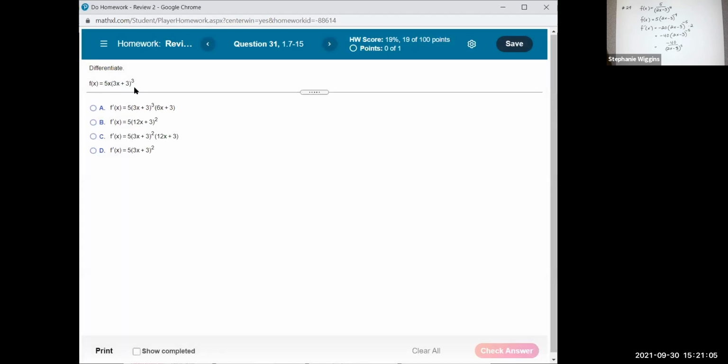Okay, this one is a little different. You're going to need to use the product rule here. And the reason is because you have a function 5x, that's a linear function, and then you also have a power function. You have two separate functions multiplied. So you're going to need the product rule. So let me go ahead and do this one. This is number 31.